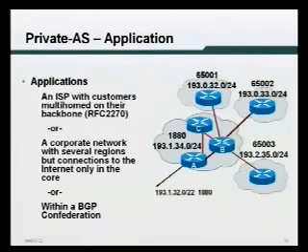Private ASs can be used in several instances. For example, if an ISP has customers that are multi-homed onto their own backbone, as per RFC 2270, which we'll look at a bit later on, there you can use a private AS number. Or a corporate network that has several regions, but most of the connections to the internet are in the core only. There you can use private ASs as well.